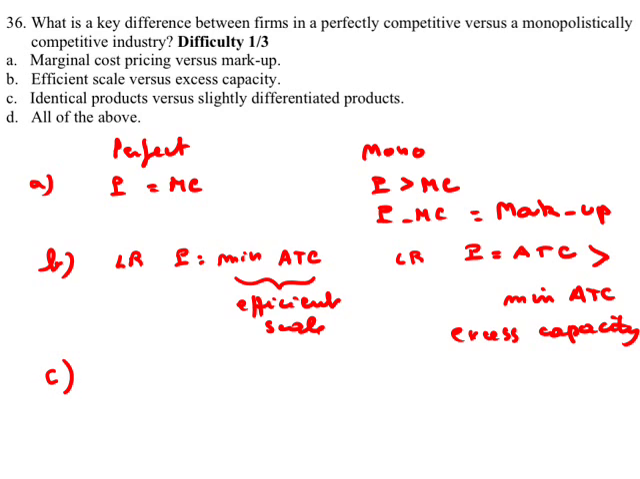Now C, identical product. Yes, we know that. And slightly differentiated product. Okay, differentiation. So it seems like A, B, C are all true. So the answer is D.